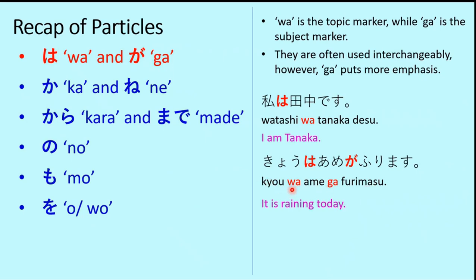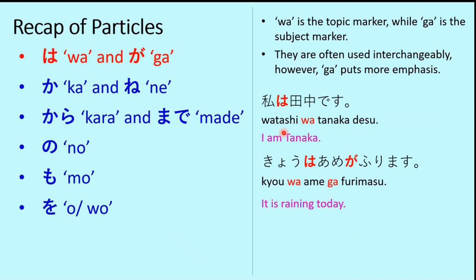So here you can see Kyo is the topic marker. That's why it is followed by wa. Whereas ame, that is rain, is the subject of this sentence. So it is followed by ga. So in this sentence, both wa and ga are applicable. Kyo wa ame ga furimasu. It is raining today. But here, watashi wa Tanaka desu.